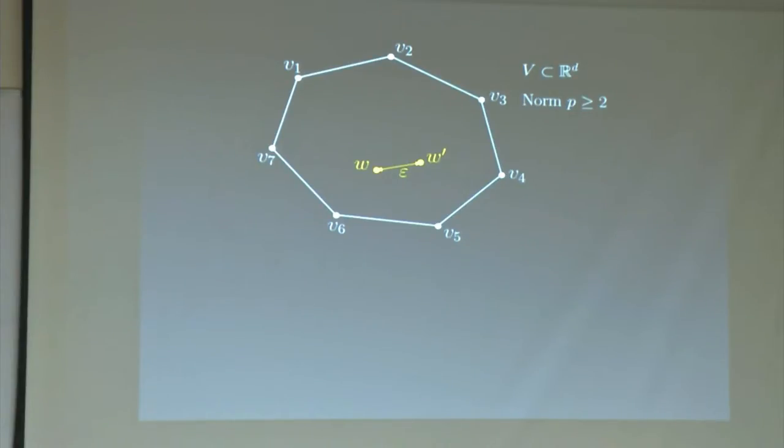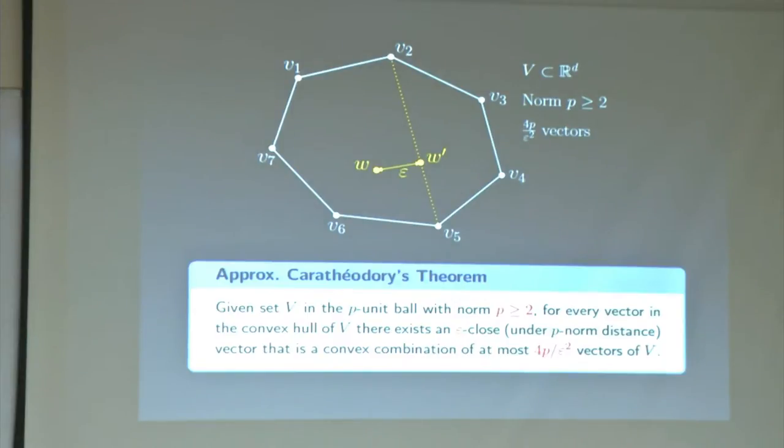So for all w, there exists a w prime, epsilon close, such that this vector can be expressed as a convex combination of at most 4p over epsilon squared b_i's. There's some scaling going on that I'll mention. Because I'm looking at relative error, as a formal theorem statement, I'm given this set of vectors, and the result holds more generally for scaling the p norm of all these vectors, for any norm p greater than or equal to 2, at most 1.